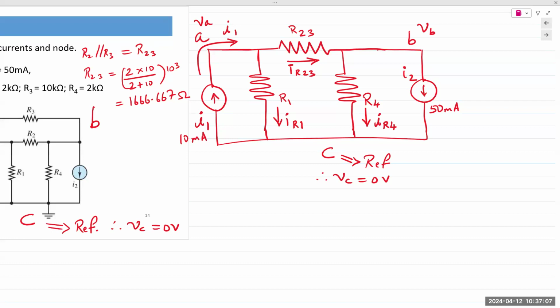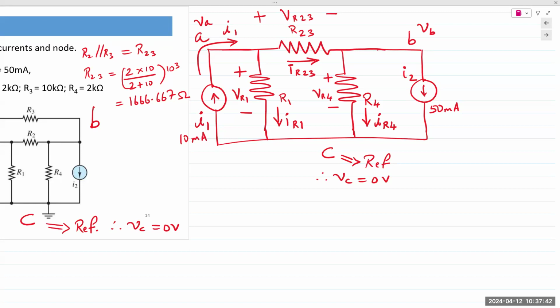So do not forget voltage polarities. This would be VR1. This is going to be VR4. And right at the top, I will mark out VR23. This will help you in writing out your equations correctly. So do not skip this step. Once you identify all the currents along with the current directions, do not skip over the voltage polarity.